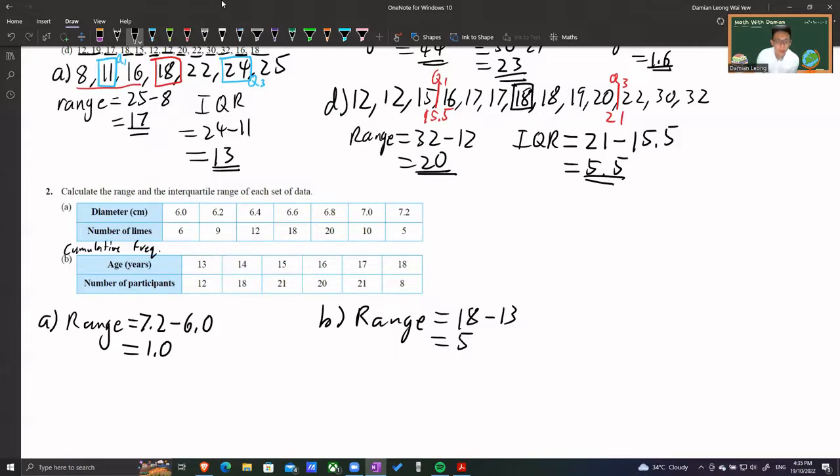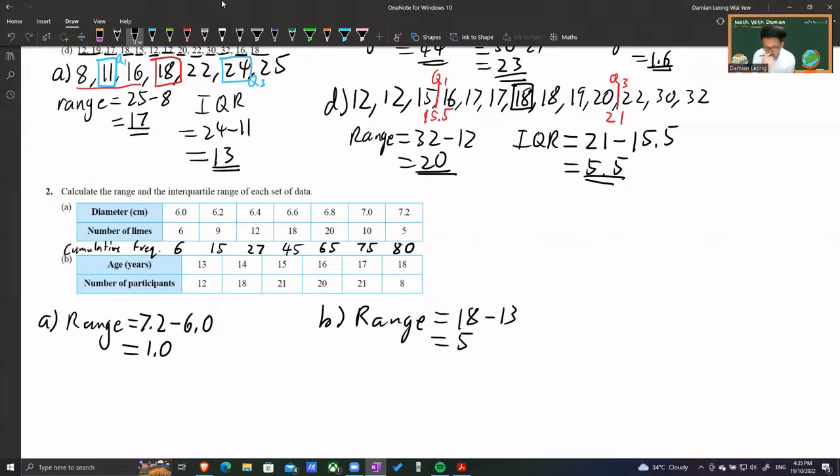Okay, that means I accumulate the frequency, I stack it up. So I start with this 6, then I keep adding the next frequency. 6 plus 9, 15, then 15 plus 12, 27, 27 plus 18, 45, 45 plus 20, 65, 65 plus 10, 75, 75 plus 5, 80.